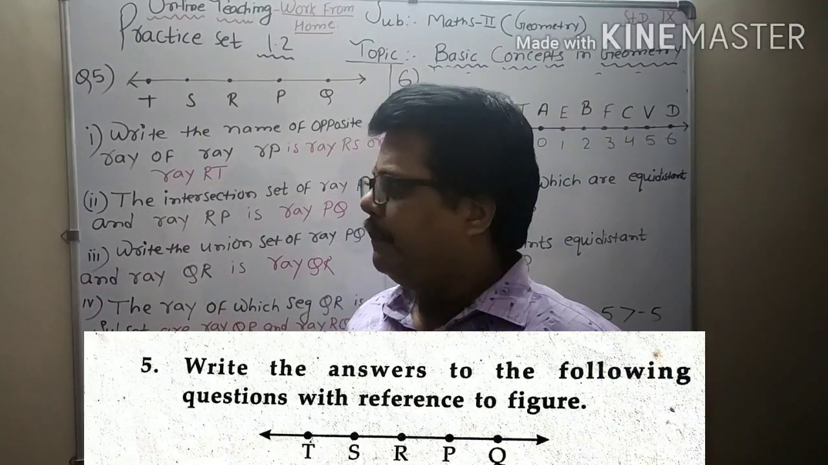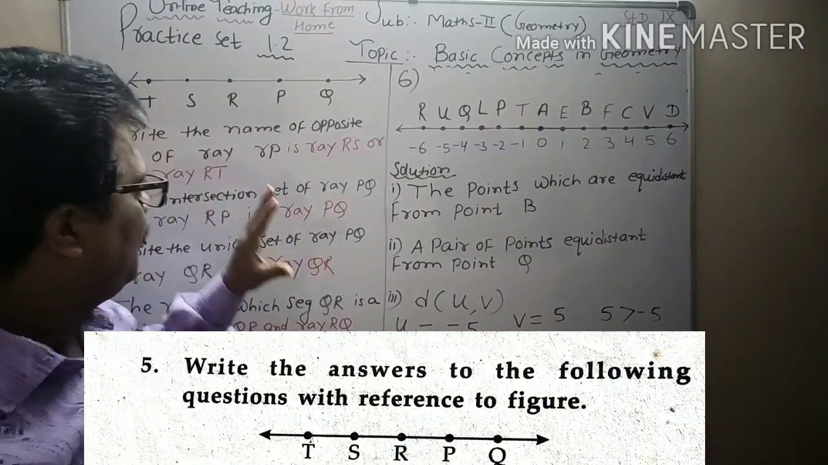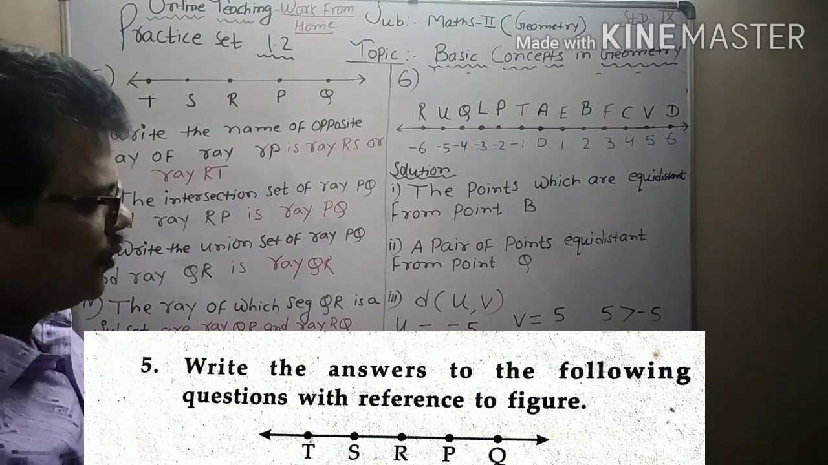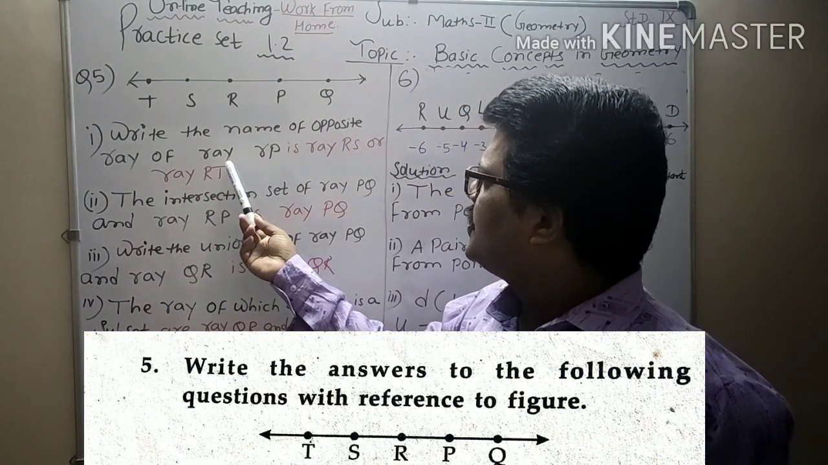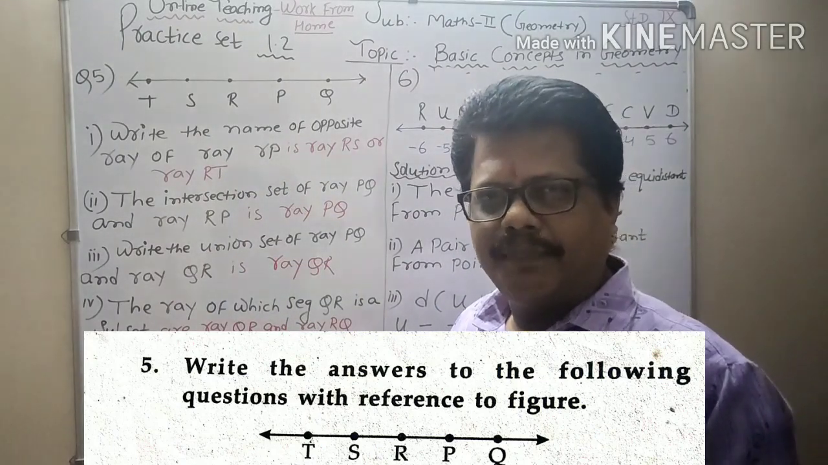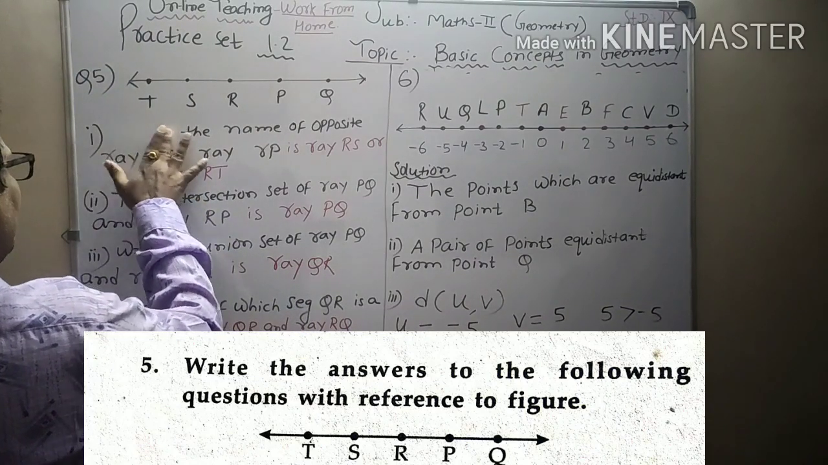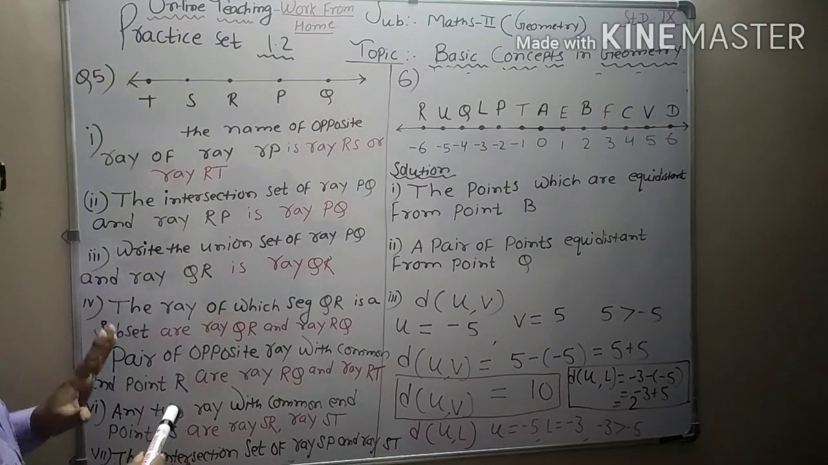Simple question based on this figure. It has been asked, based on this figure, write the answer. The first question is: write the name of the opposite ray of ray RP. How do we have to write the answer? Just remove this right. And the answer comes. The name of the opposite ray of ray RP.